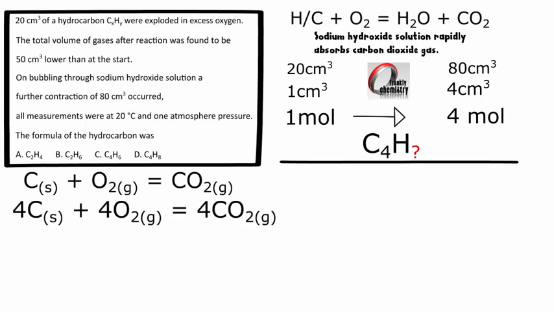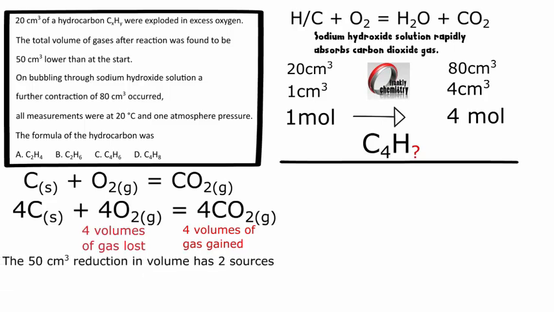And you can see that to react the 4 moles of carbon, you'll need 4 moles of oxygen. But at the same time, that 4 moles of oxygen that's used up will be producing an equal number of moles of carbon dioxide. That then means that the burning of the carbon in the hydrocarbon with oxygen to form carbon dioxide, while it uses up oxygen, it produces an equal volume of CO2 and therefore does not of itself affect the volume.